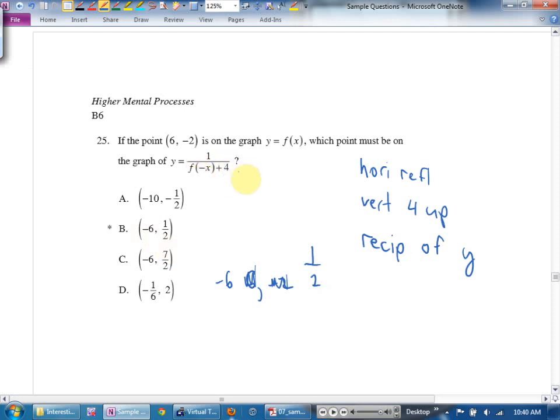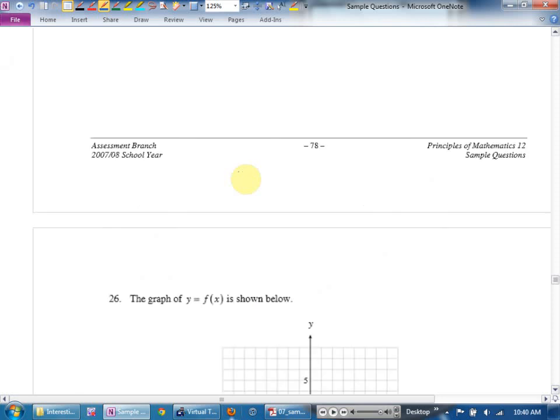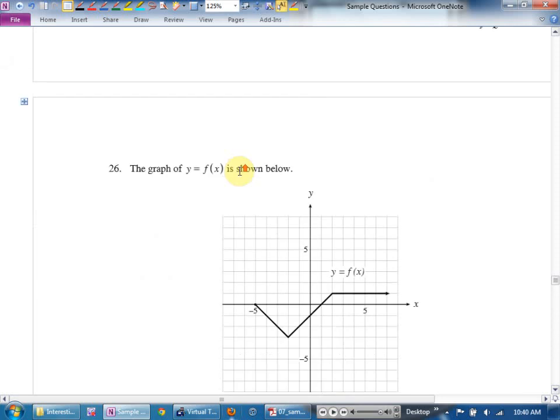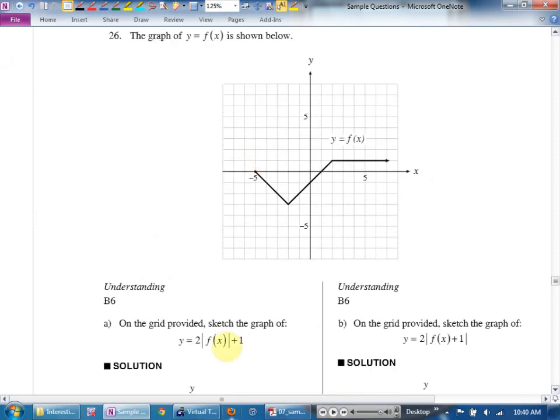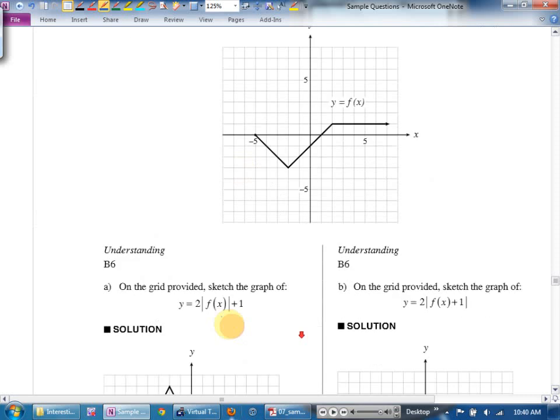So, absolute value with a twist. What's the difference between these two here? They both have a 2, they both have an absolute value, they both have a plus 1. Here, do the absolute value first, then vertical expand by 2, then 1 up. Here, do that first, then do absolute value, then vertical expansion. I'm treating the absolute value like a bracket, and I'm doing what's inside the brackets first.